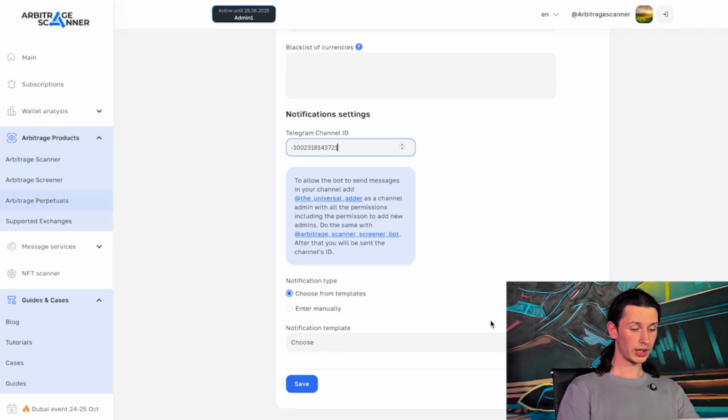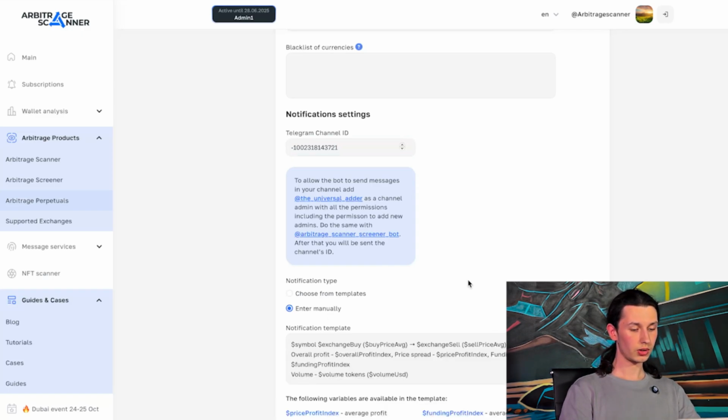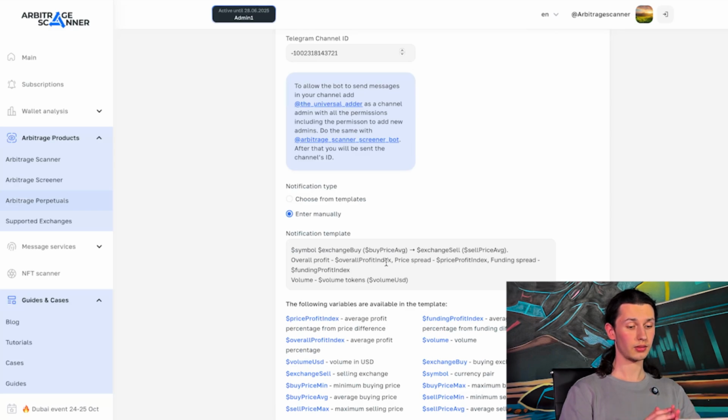Now let's enter the notification template here. I would do this manually. Here is the pre-made template that covers the symbol, exchange, the prices that you should buy and sell, also the funding rates and funding spreads. Basically everything that you need to know in terms of arbitrage. So I would go with that. If you want, you can choose something from the pre-made templates or create your own one.